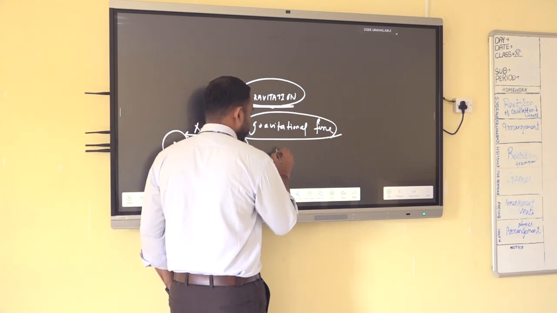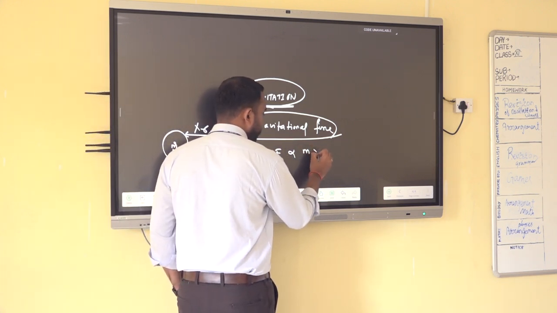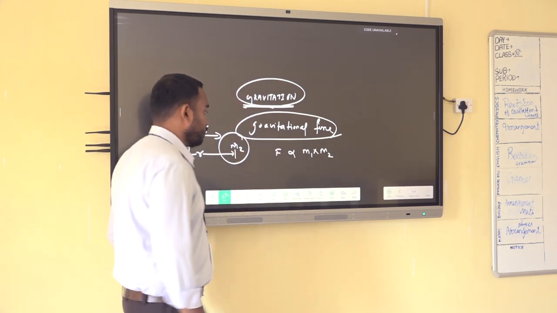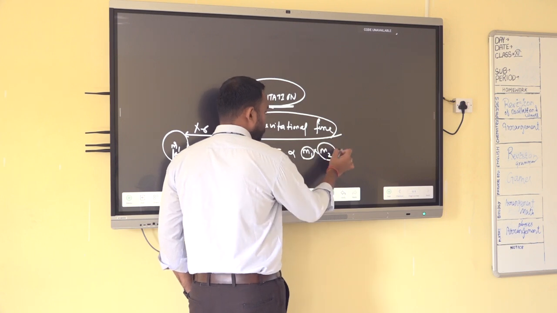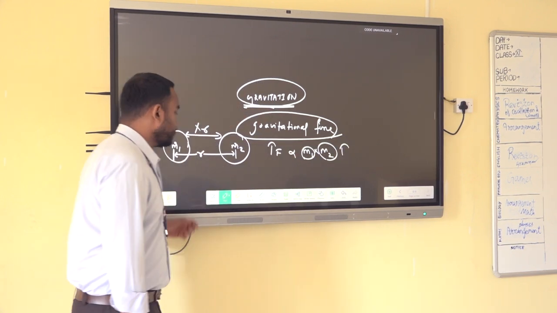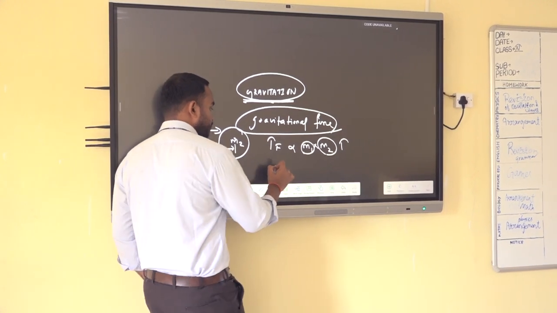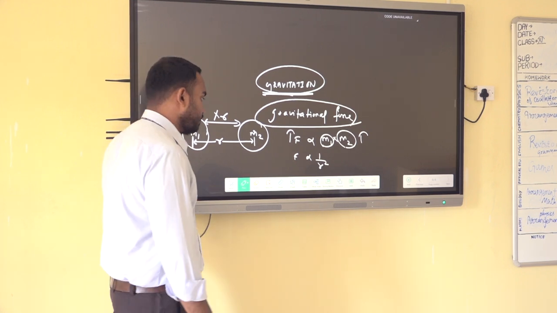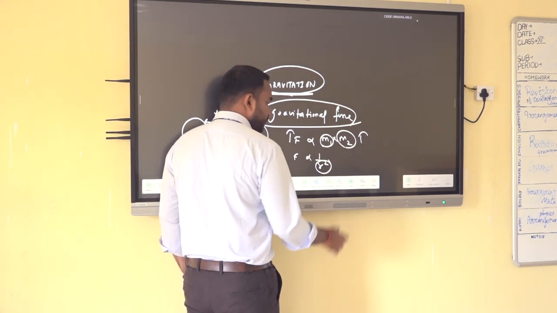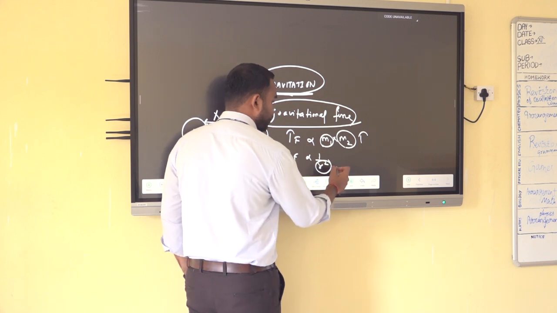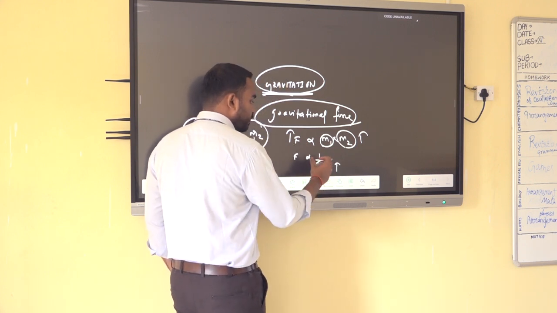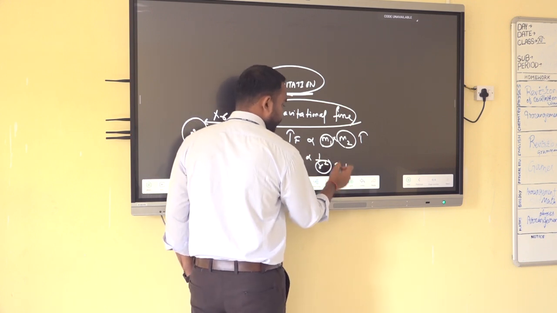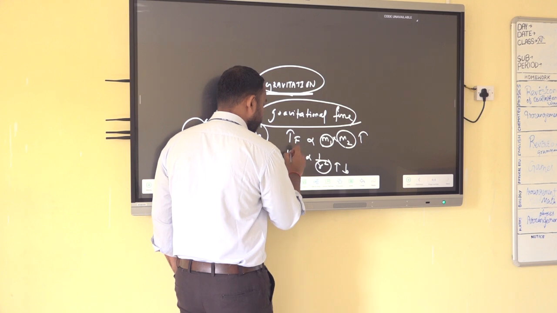Now, how much force will be acting between these two objects? That force will be directly proportional to the product of the two masses. That means if the masses of the two objects increase, then definitely the force between them will also increase. Similarly, at the same time this force will be inversely proportional to the square of the distance between them. That means, as we can see, this r square is in the denominator. If the value of r square increases, the value of the force will decrease, and if r square decreases, the force will increase.